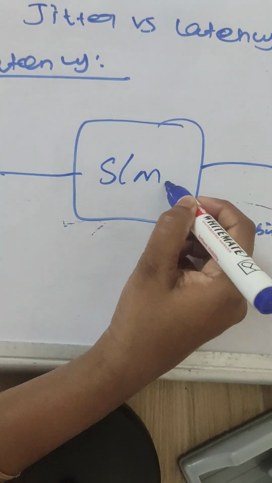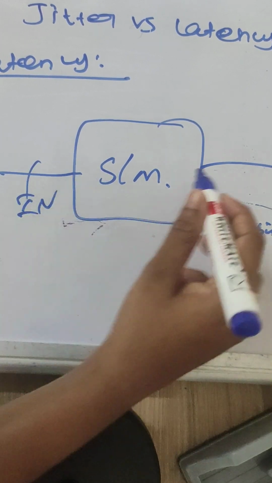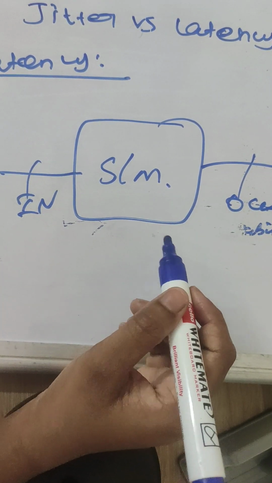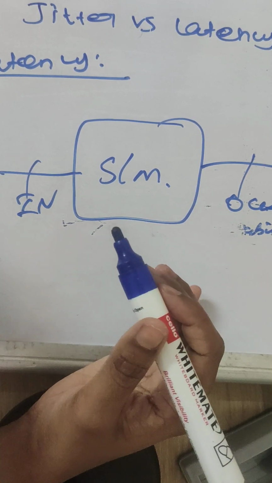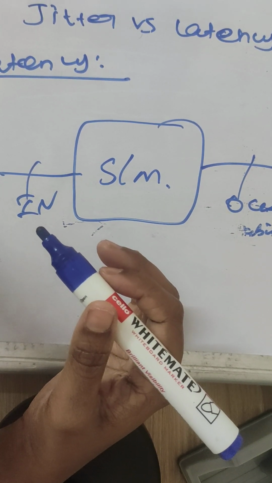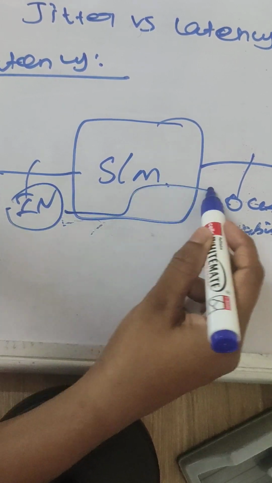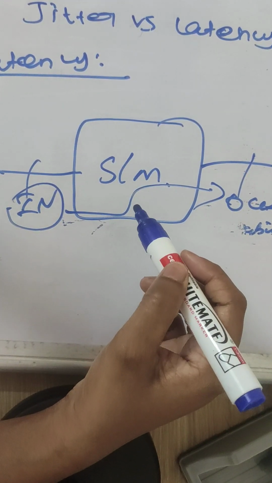Now for latency, this is our system, again this is my input and this is my output. Latency is how many cycles, or how much time, the input takes to reach my output. That is what we call latency.